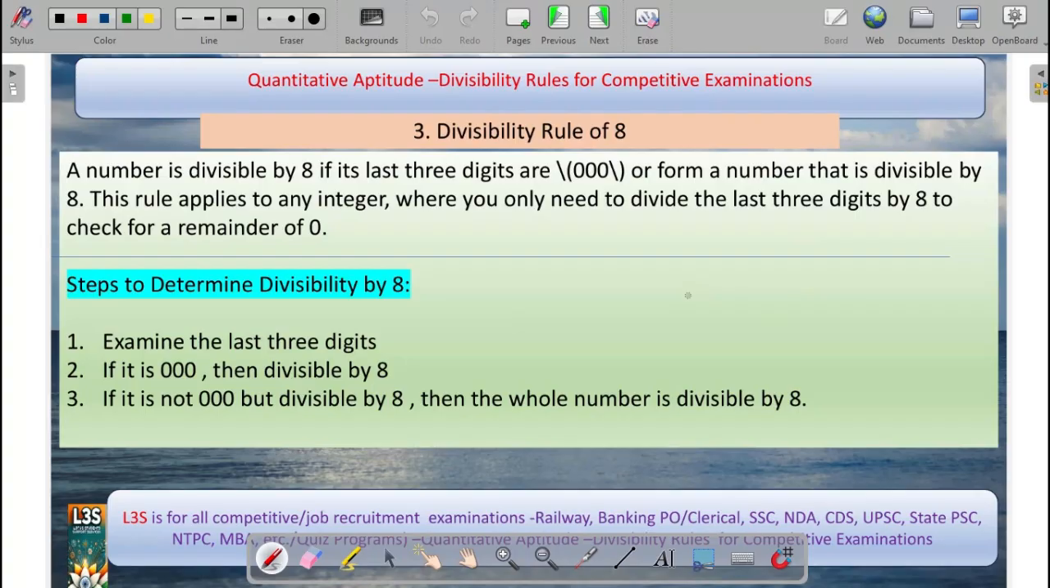Now we will see the divisibility rule of 8. A number is divisible by 8 if the last 3 digits are 0, 0, 0, or form a number that is divisible by 8. Here we have to see the last 3 digits. If they are 0, 0, 0, or form a number which is divisible by 8, then the whole number will be divisible by 8.